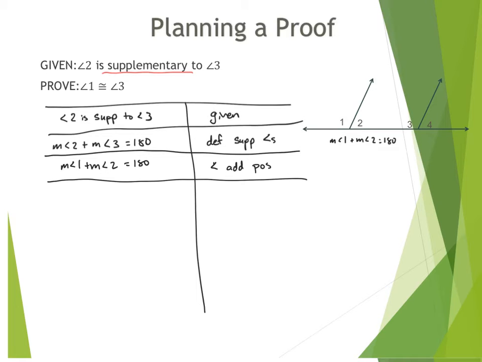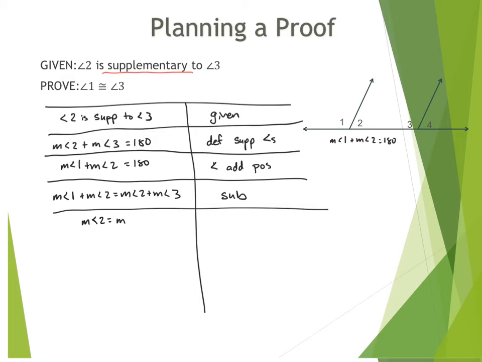Now that I have my two equations, I can put them together with substitution. Now, I have the measure of angle 2 in both equations, so before I can take that out, I have to first say that even though they're in two places, in two equations, the measure of angle 2 still equals the measure of angle 2 because of the reflexive property. And then I can subtract it out, and I'm left with the measure of angle 1 is equal to the measure of angle 3 because of the subtraction property.